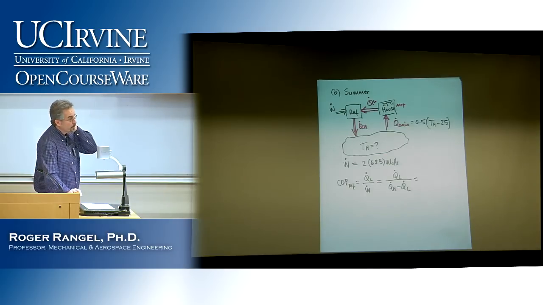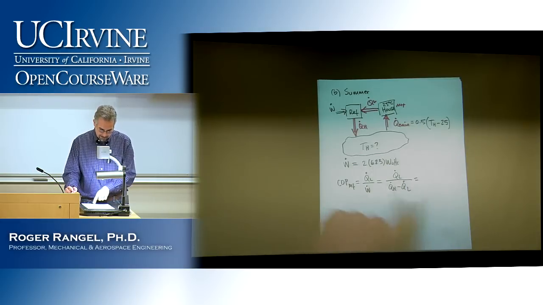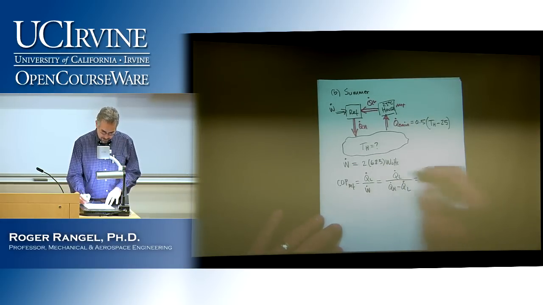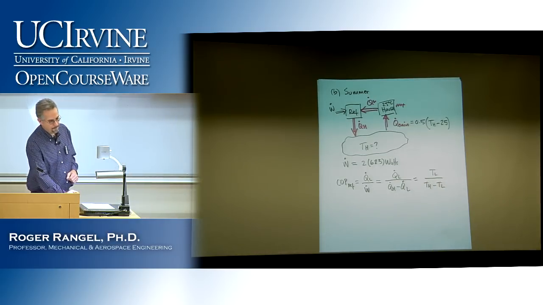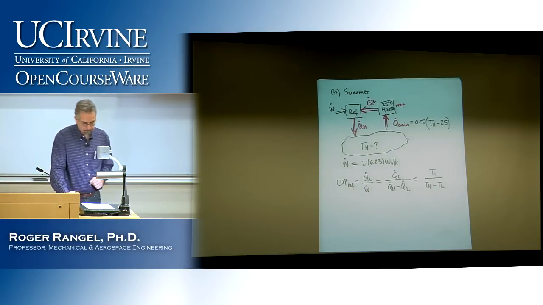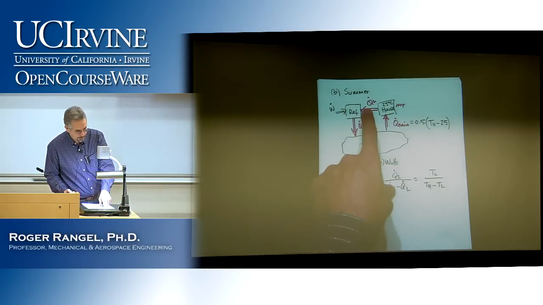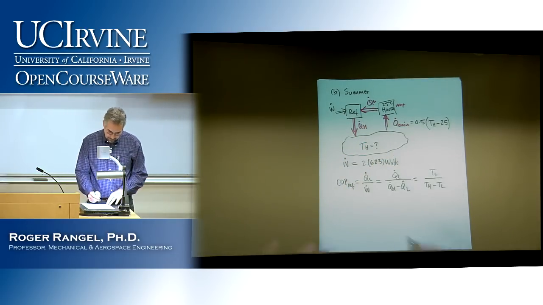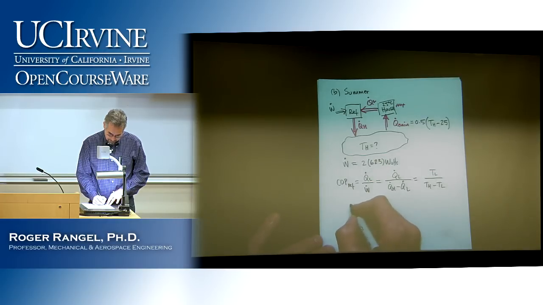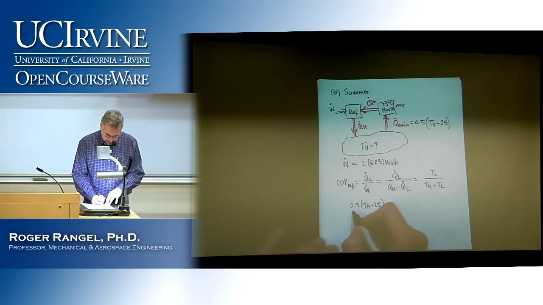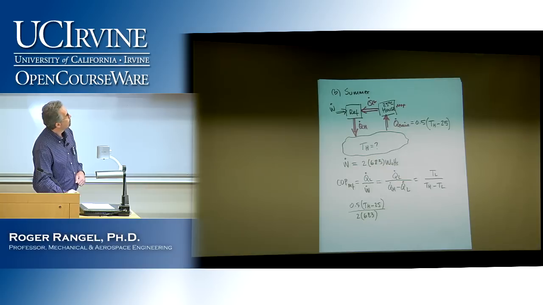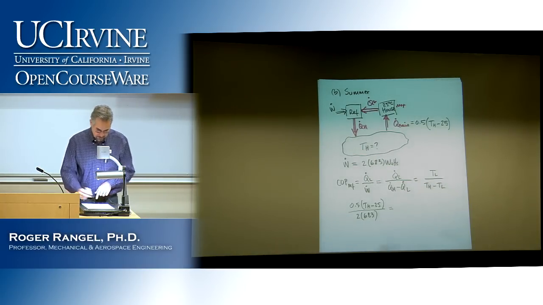Or if I do it in terms of the temperatures, because it's an ideal refrigerator, the whole ratio can be written in terms of the ratio of temperatures. So this would be TL over TH minus TL. And the Q dot L, just like in part A, is the gain, so Q dot L is 0.5 times TH minus 25, and W dot, as given, is 2 times 683. This is the Q over W.